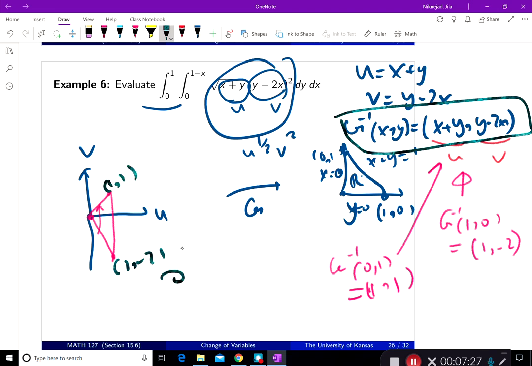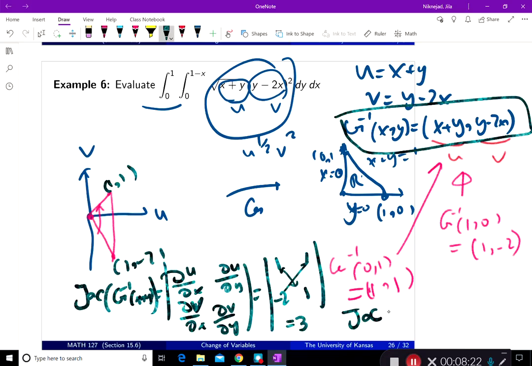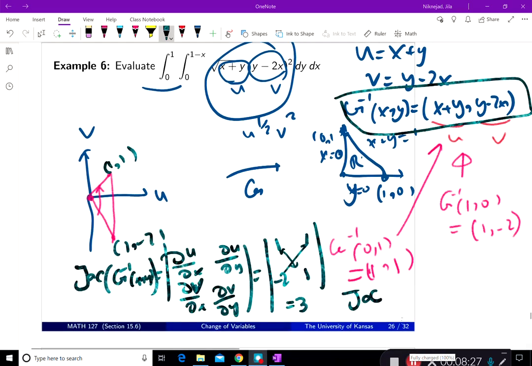So let's figure out the Jacobian of G inverse of x and y, which is going to be the Jacobian: partial of u with respect to x, partial of u with respect to y, partial of v with respect to x, partial of v with respect to y. And that is here, this is u with respect to x is 1, u with respect to y is 1, here v with respect to x is negative 2, v with respect to y is 1. So again, the determinant is 1 times 1 minus 1 times negative 2, which is going to be 3. So I found the Jacobian of G inverse. So the Jacobian of G is going to be 1/3, basically. I have all the information.